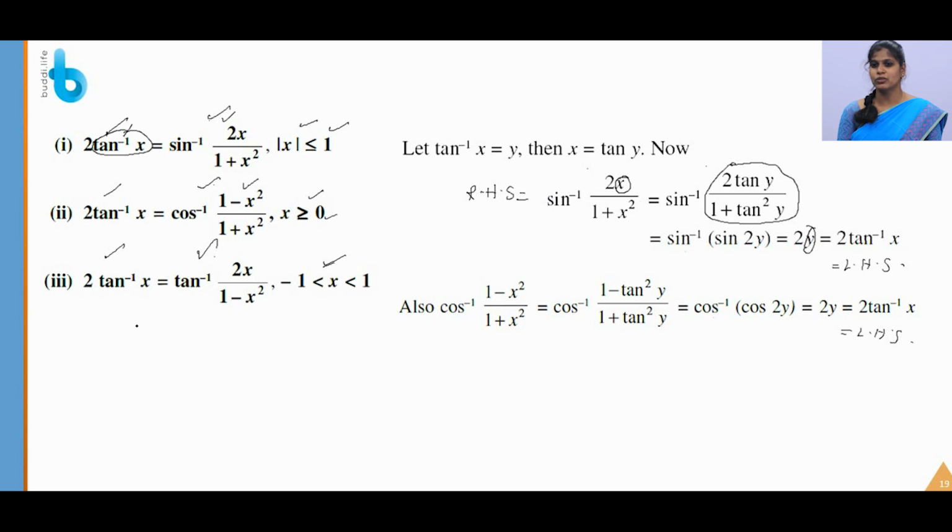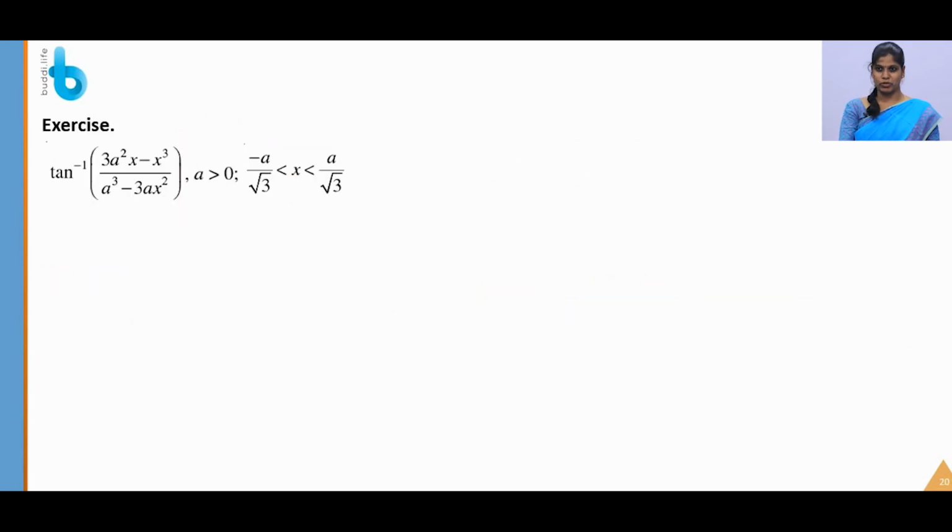Similarly, you can go for the next one also. What you did was assume tan inverse of x as some other variable, and from the right hand side you arrive at the left hand side. That's all. The third one you just practice in a similar way. Now we will see an important problem.